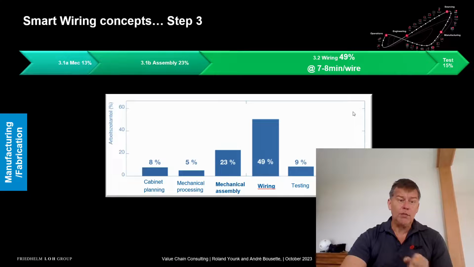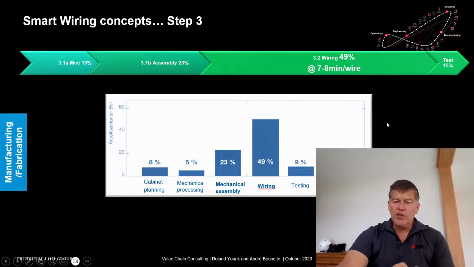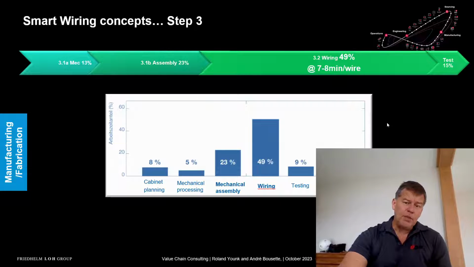Now, the last portion is the manufacturing of the panel itself. So the smart wiring concept, which is my step number three. Before we start talking about this, let's understand the fabrication of the panels, the different steps. There's a mechanical assembly up front, and there is the wiring that is typically done at the rate of 7 or 8 minutes per wire.